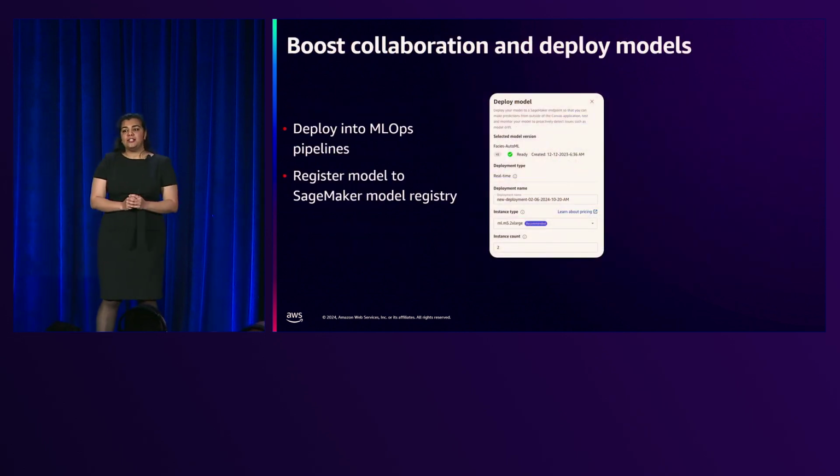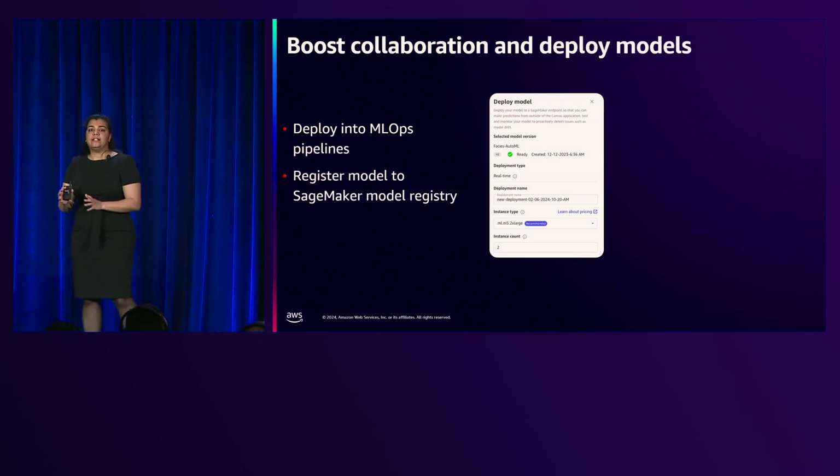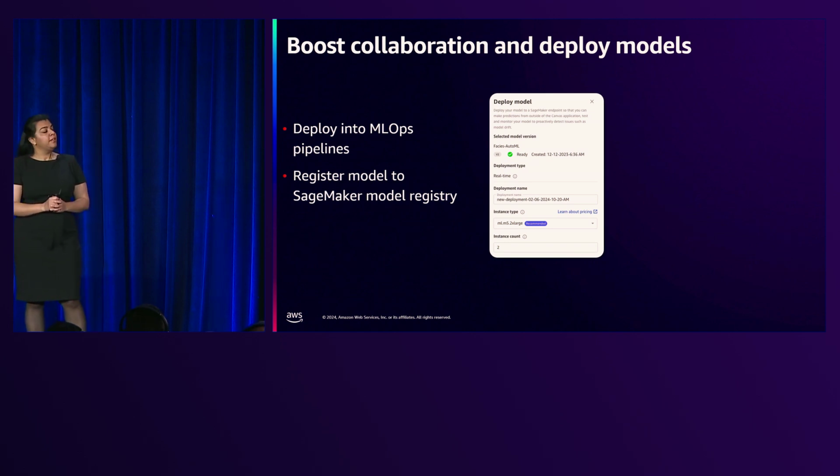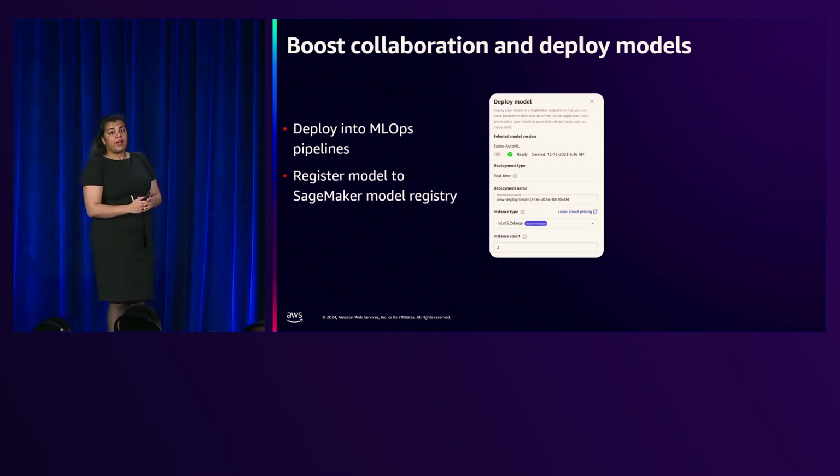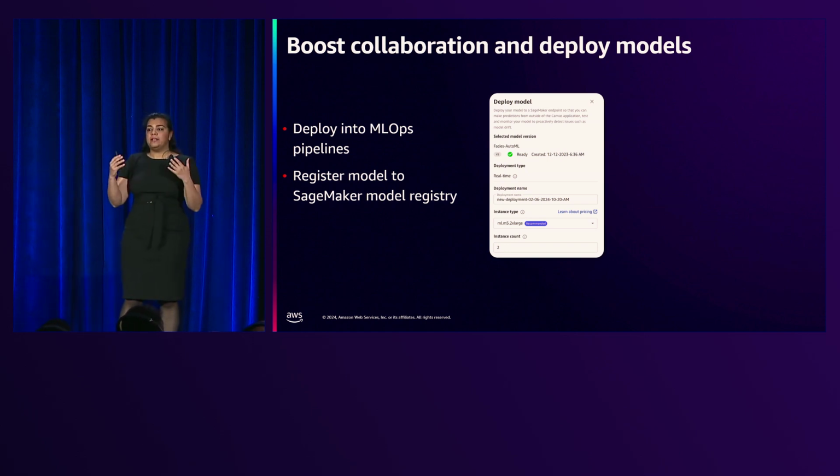Now, earlier I had talked about how collaboration between experts and non-experts is critical. All of the work done in Canvas, whether it's data preparation or the models built, can easily be exported and deployed into production on SageMaker, which provides the same ML ops and ML governance that experts are using.